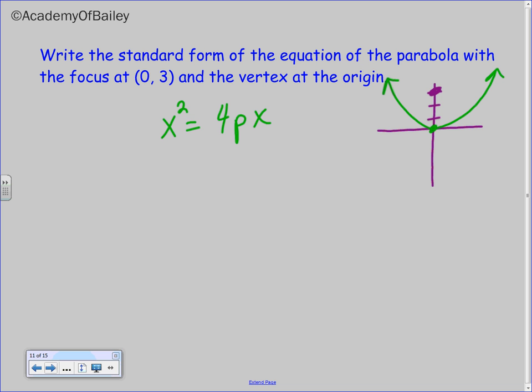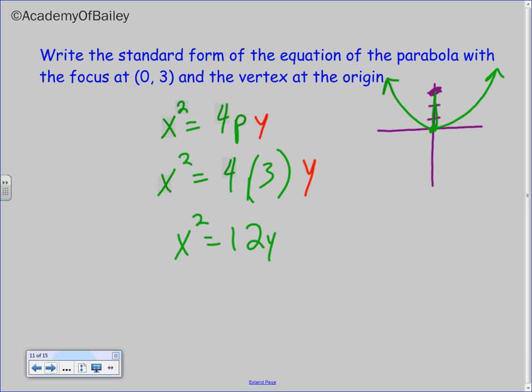So in opening up, we know that's going to be an x squared equation. x squared is equal to 4 times p times y. p in this case is going to be 3. The distance between the vertex and the focus is 3. I had this equation wrong because if it says x squared, we need this to say y. And so therefore x squared is equal to 12y. And then there's the equation of that.